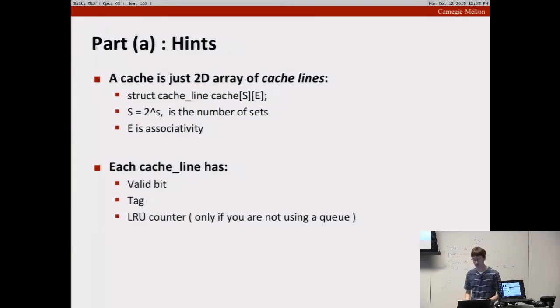For each cache line, you need to keep track of the valid bit and a tag. You don't actually need to store anything for the blocks, because that's where the memory is stored by the cache, which you're not actually worrying about. And you need to be able to store some sort of information about what the least recently used thing is, so that you can use that. Since E is associativity, that's a fancy way of saying lines per set. So the fancy term we give to the number of lines per set is associativity. It's not terrible terminology.